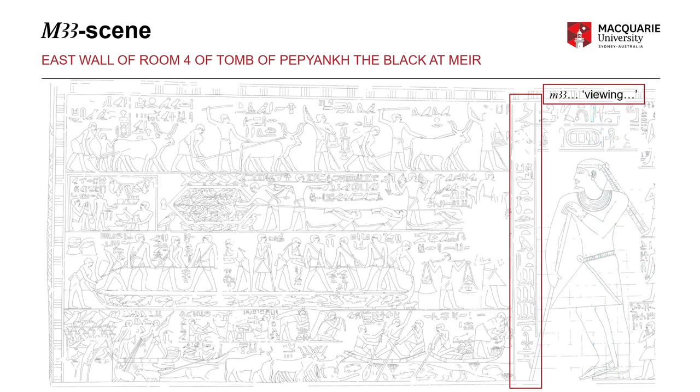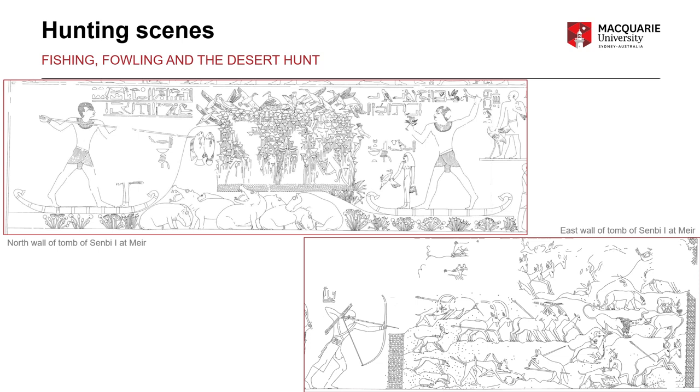As an active figure, the tomb owner is principally engaged in three main types of hunting activities: spearfishing, fowling with a throw stick, and hunting in the desert. In each of these activities, the tomb owner acts as the central protagonist. He is directly engaged in the hunt and is always successful in his endeavor. The hunting scenes commemorate the tomb owner as a person of high status and express his contribution to the triumph of order over chaos.